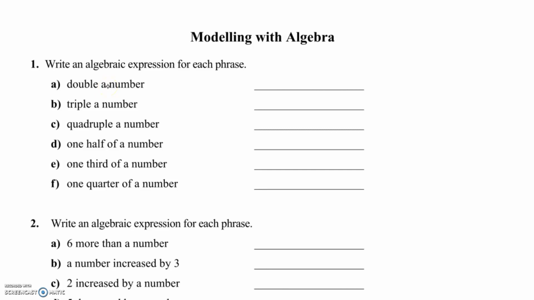So I'm going to start by writing a let statement to represent a number. So we'll let n represent a number. And now wherever I see those words, we can replace it with the variable n. So double a number would be 2n.